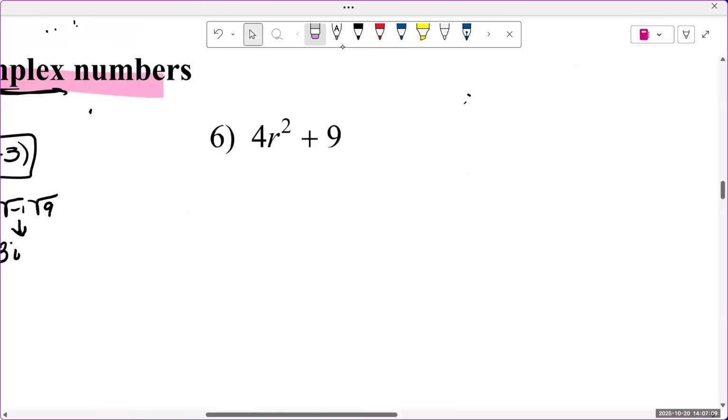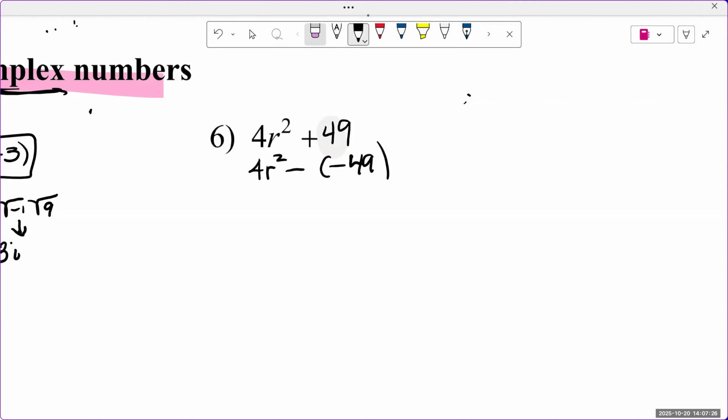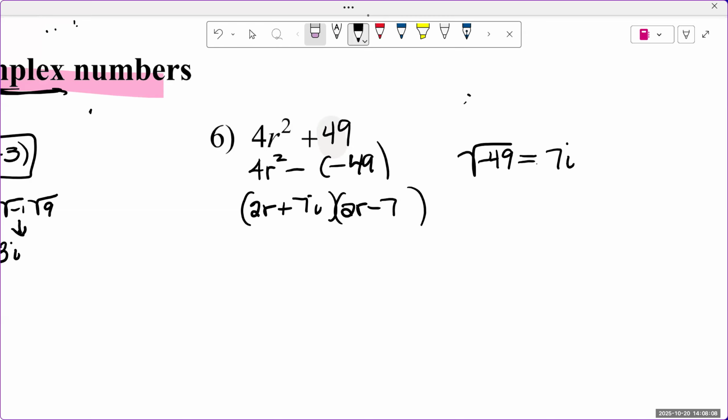Now, I don't want to do 9 again. Let's do 49. Okay, so we're going to change this to 4r squared minus -49. 4r squared breaks into 2r and 2r, one plus and one minus for difference of two squares. The square root of -49 is 7i. So we have plus 7i, minus 7i.